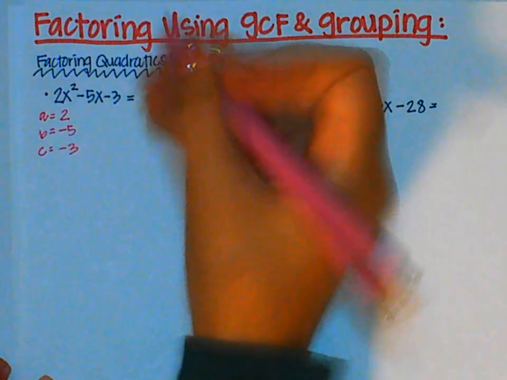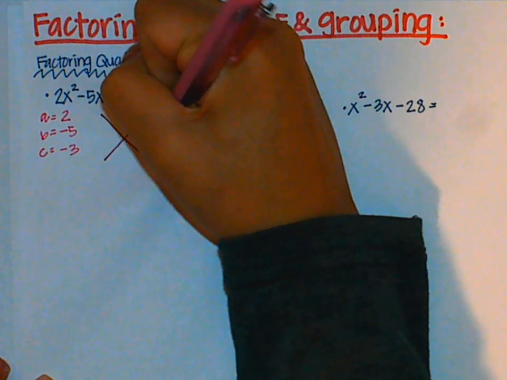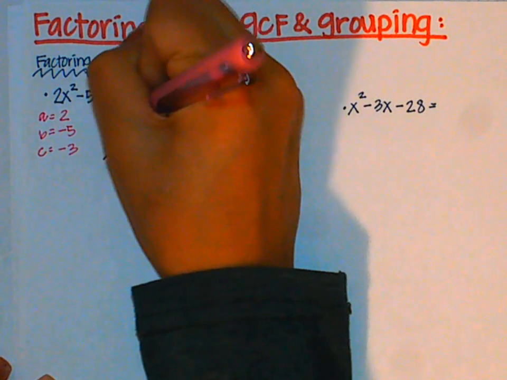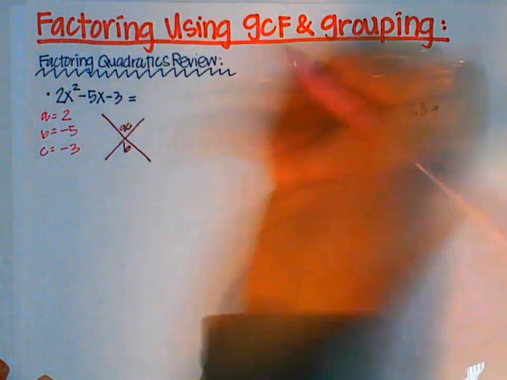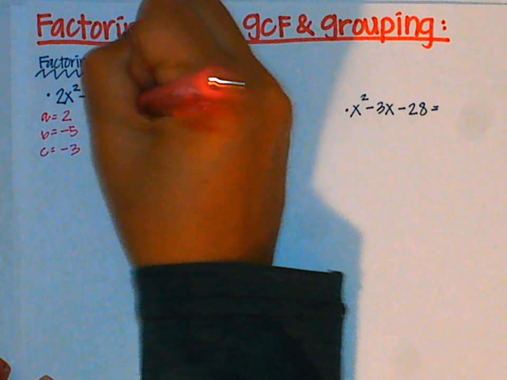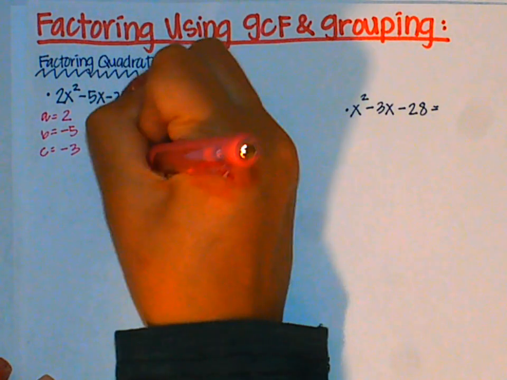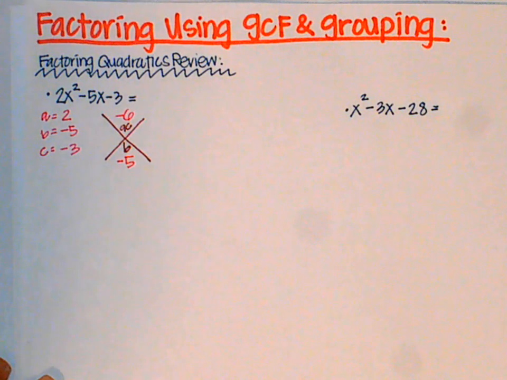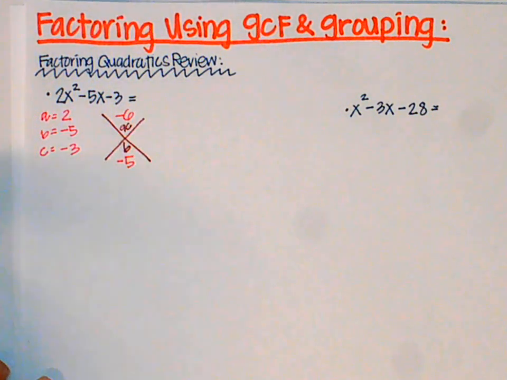From here, we want to use our x, where on top we do A times C. So we're going to multiply those two. And at the bottom, we have our B. So A times C, 2 times -3 is a -6. And at the bottom, we have a -5. So we want two numbers that when we multiply them gives us our number at the top, and when we add them gives us our number at the bottom.